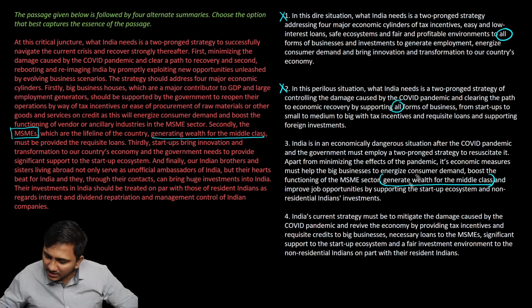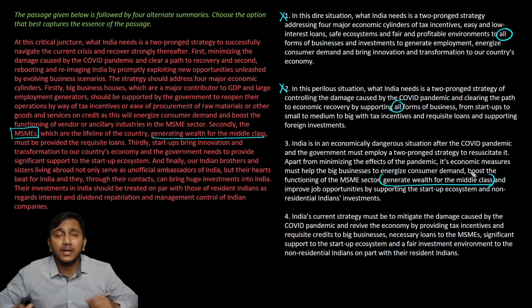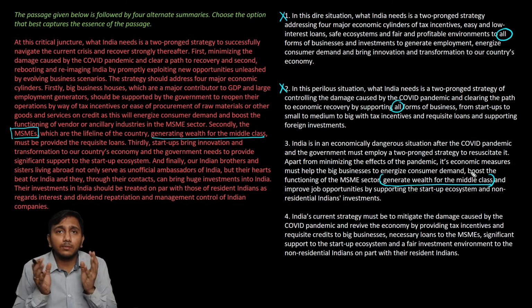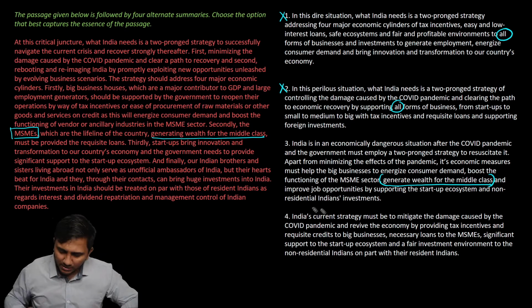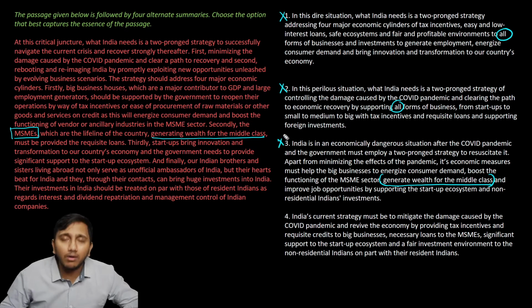So if you see here, it says economic measures must help the big businesses to energize consumer demand, boost the functioning of MSME sector, generate wealth for middle class. It means you're telling generating wealth for middle class is the primary objective for the government. No. So you can get rid of that as well. So already we are getting our answer. Let's look at the last one now.